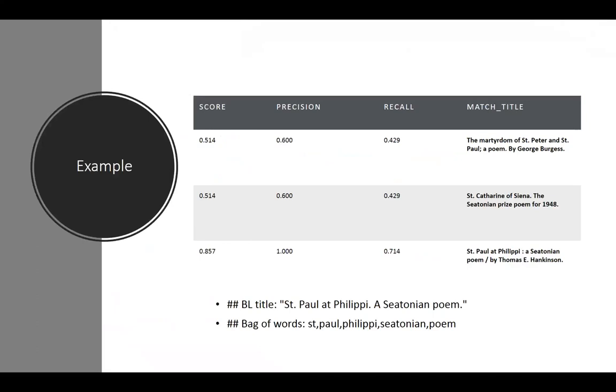So you can see an example here, which was the BL title, St. Paul at Philippi, a Suetonian poem. And we can see three different ones here. The first one, which picks up on a couple of those words, gives you a confidence score of about 0.5. Similarly, the second one gives a confidence score of 0.5. What we found with this, it was quite effective. Once we got above 0.8 as a confidence score, HathiTrust were finding that they could be reasonably confident that it would be a match. It wasn't a guarantee, but 0.8 was the kind of tipping point where the accuracy was enough to start identifying matches.